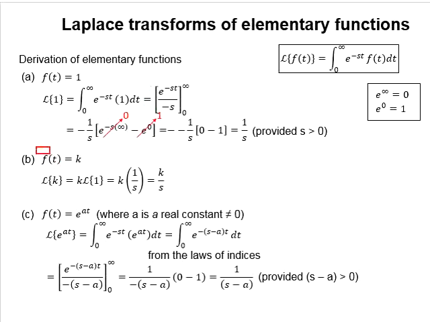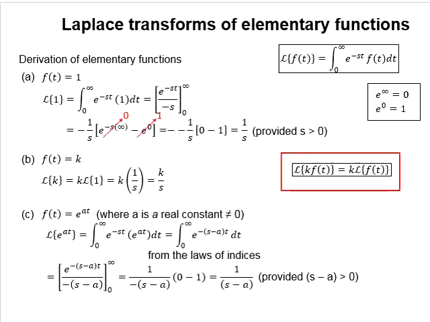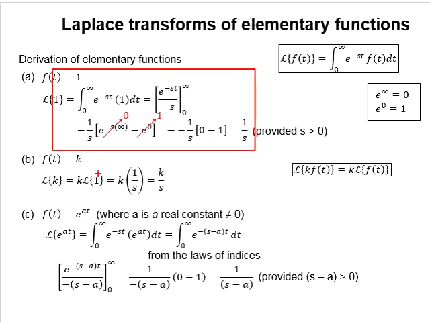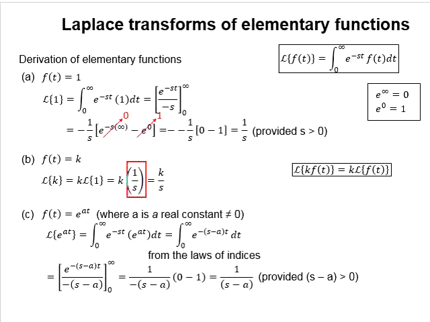Let's say now your f(t) is equal to a constant k. Based on the principle that a constant can be brought out of the Laplace transform, the Laplace transform of k will be equal to k times the Laplace transform of 1. Based on the previous calculation, you know that the Laplace transform of 1 will be equal to 1 per s, which will give you k times 1 per s, which eventually gives you k per s.